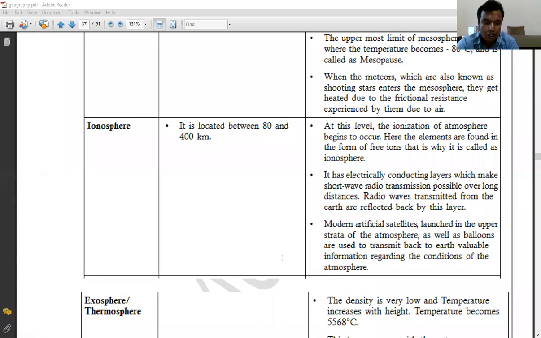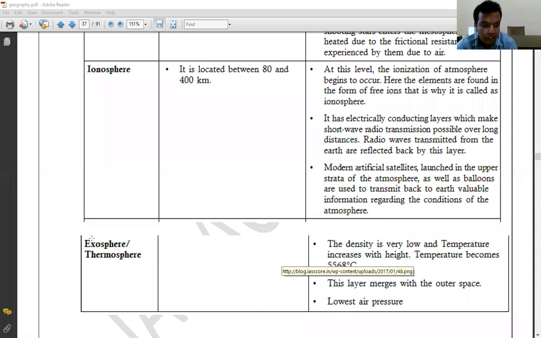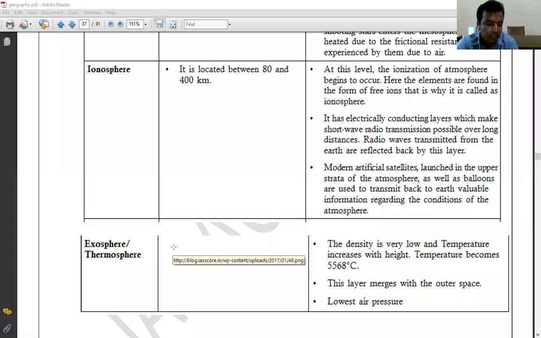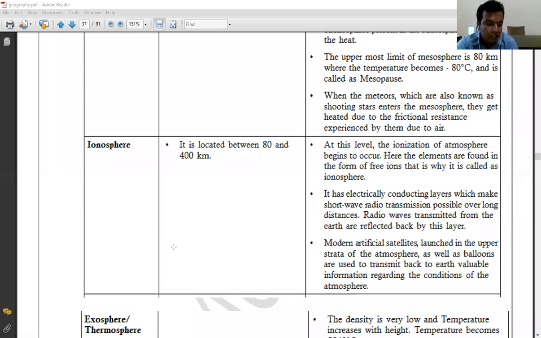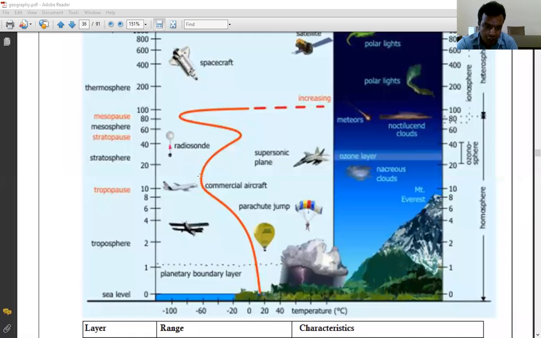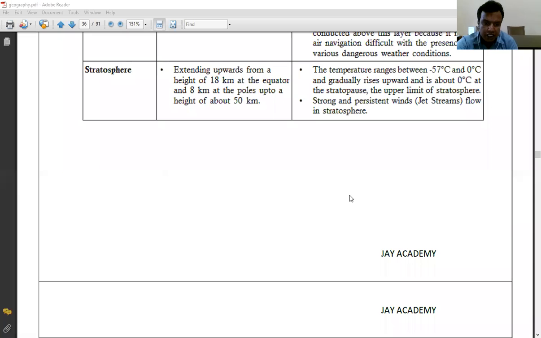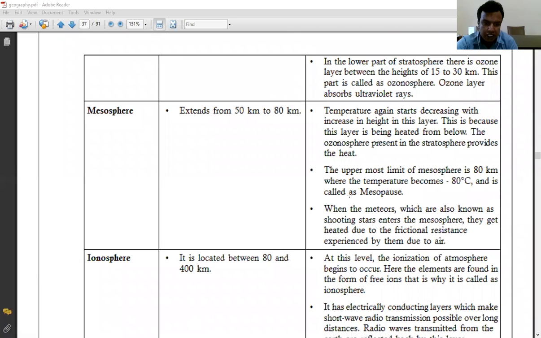Now the last layer is called the exosphere, which is also called the thermosphere, because the temperature increases tremendously. It keeps increasing and increasing. So coming back to the picture here, we can see that the temperature decreases. At the tropopause, it again rises. Then again it starts decreasing in the mesosphere. Then again it starts rising in the thermosphere. So it increases tremendously, and that is why it is called the thermosphere.